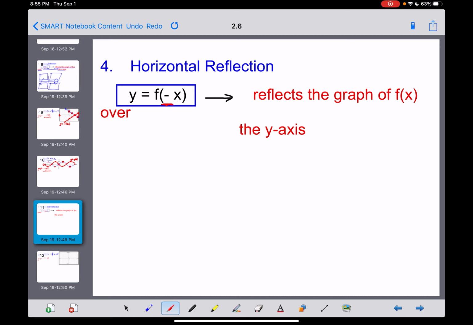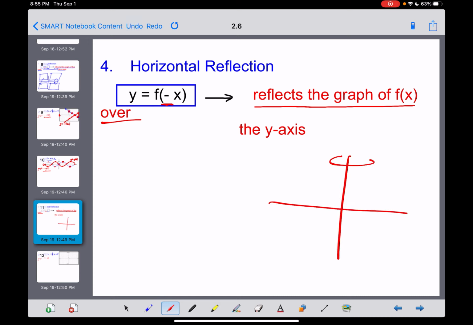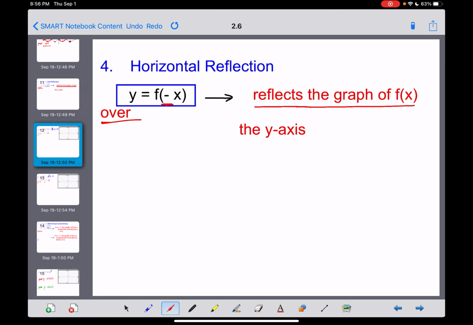So, kind of like a horizontal transformation was a number added or subtracted inside the parentheses, a horizontal reflection is what happens when there's a negative sign, but again, it's inside the parentheses. So if you put a negative inside the parentheses on your x, that reflects the graph of the original function f of x over the y-axis. Okay, so now instead of a vertical reflection like we did before over the x-axis, what we're going to be doing in this section is going horizontally around the y-axis, like so. So let's see what that one looks like in action.